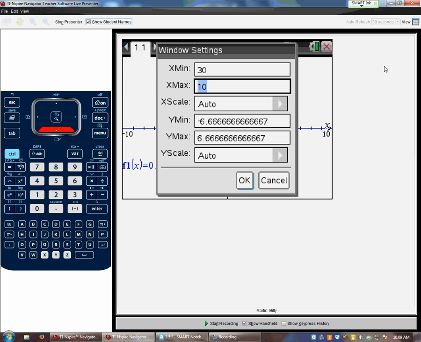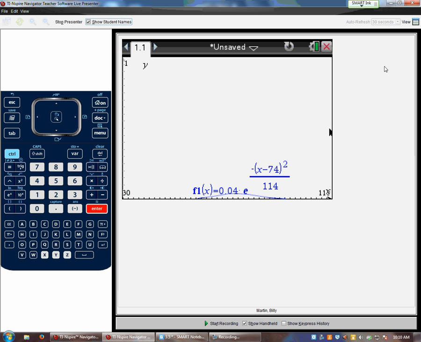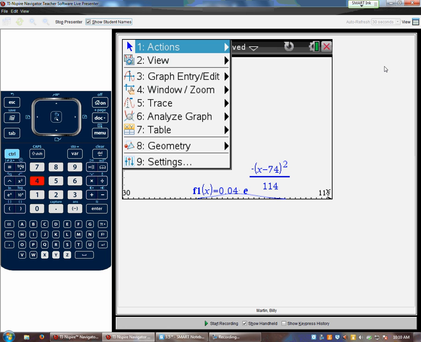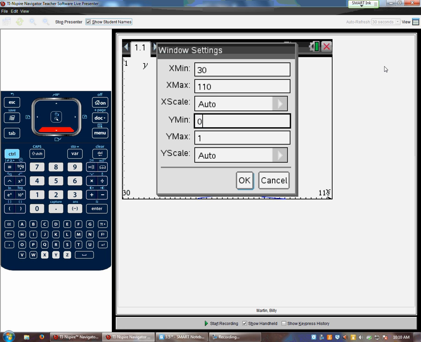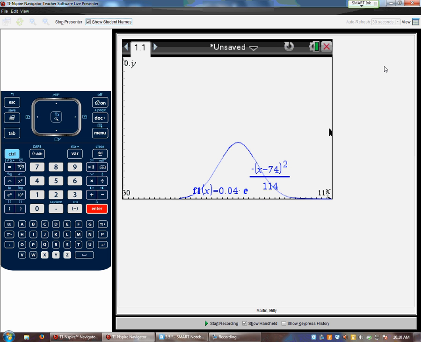All right, so Billy, I made you live presenter. You're going 30 to 110, and let's do y minimum, go 0 to 1, and let's see what the graph looks like. All right, do you see how we can see from Billy's graph that we have just this little bit of the graph right here? So instead of 0 to 1, let's make it 0 to 0.1 for your y maximum. All right, so that's looking a little bit better. We could even say 0.05 or something like that.